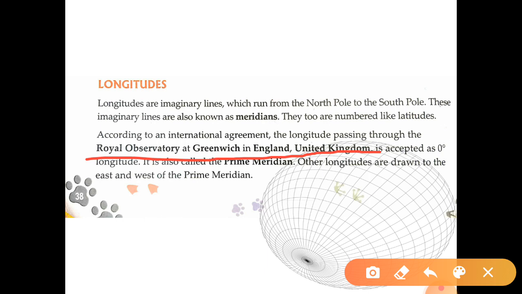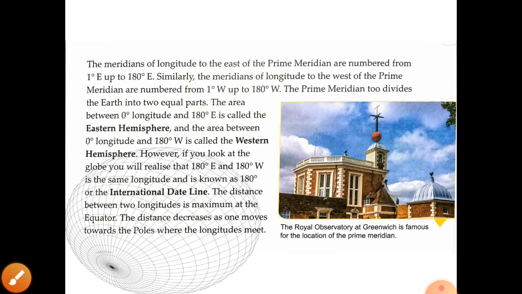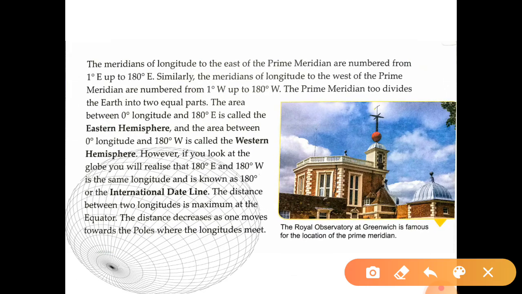From this 0 degree longitude, to the eastern side there are a number of longitude lines, and to the western side there are a number of longitudes. The other longitudes are drawn to the east or west of the prime meridian. The meridians of longitude to the east of the prime meridian are numbered from 1 degree east up to 180 degrees east.